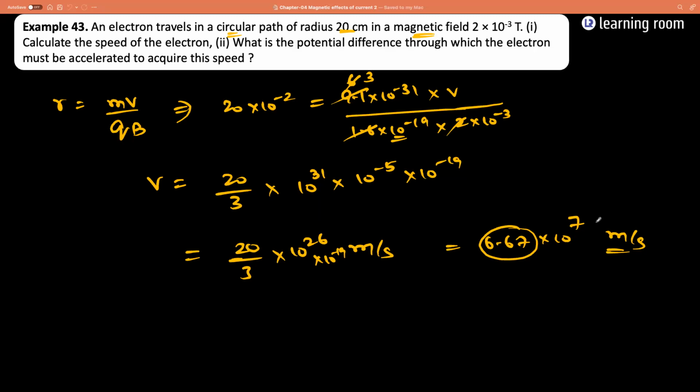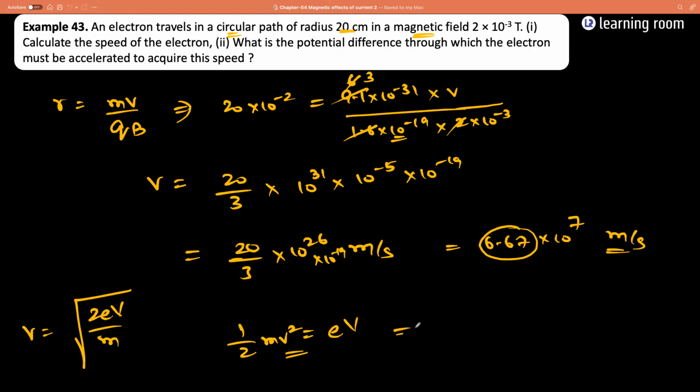So what is the potential difference through which an electron must be accelerated to acquire the speed? So v will be equal to square root of 2 eV divided by m. How did we get this? Half mv square is equal to e into capital V. Which implies v will be equal to square root of 2 into capital V into e divided by m.